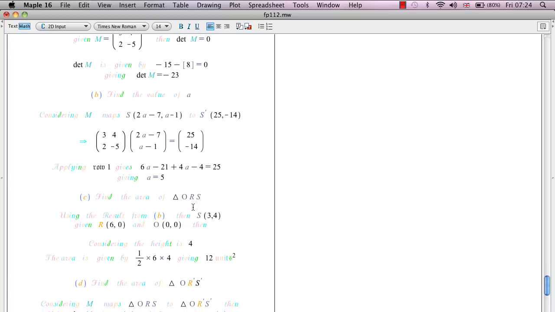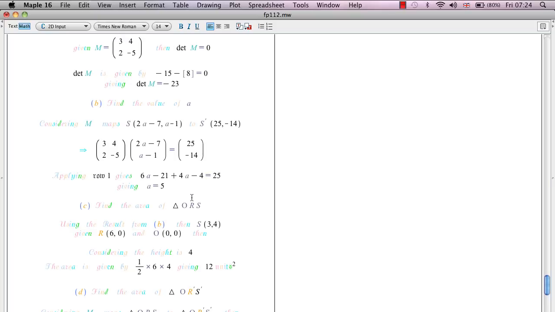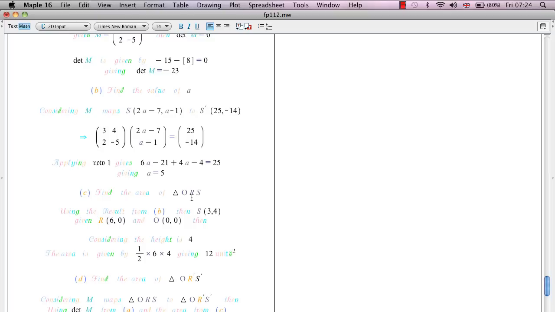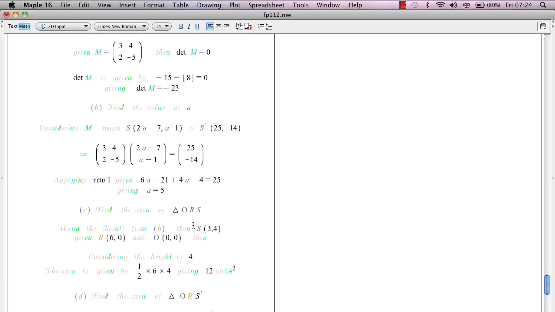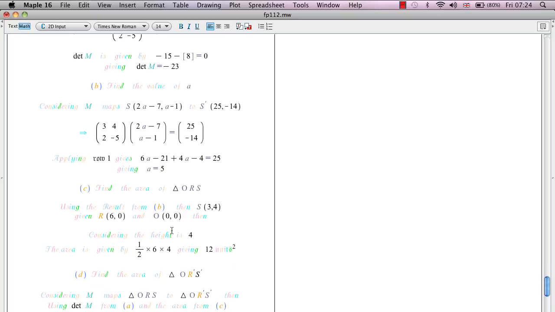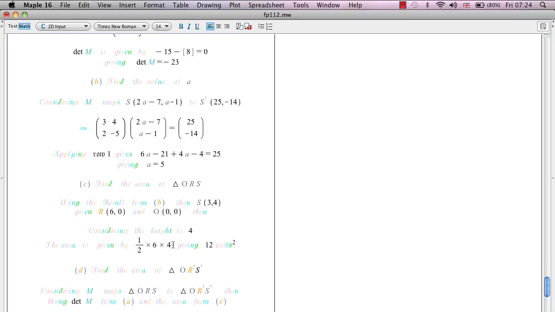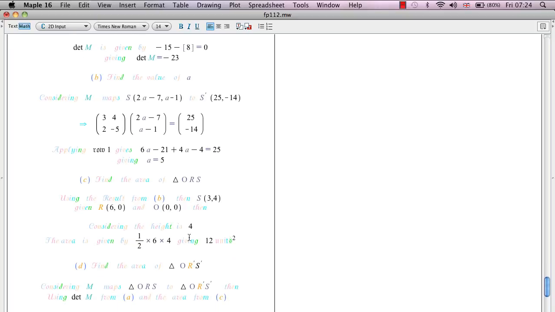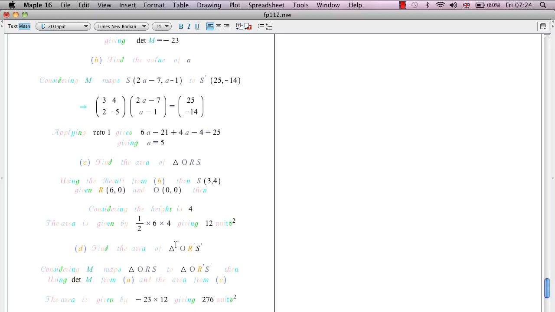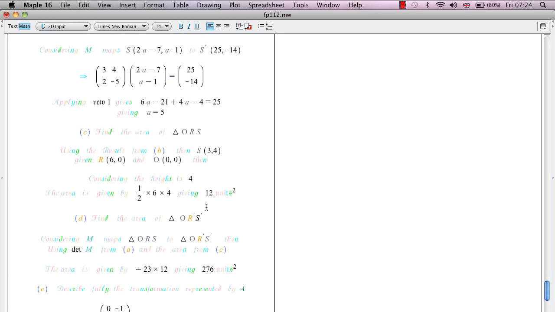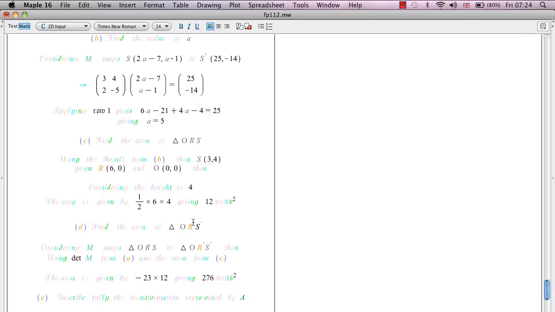So considering the area using the result of a equals 5 and substituting in S gives the coordinates as 3, 4, and given R is 6, 0, considering the height will be 4 given the coordinates, then we can apply the area formula to give 12.